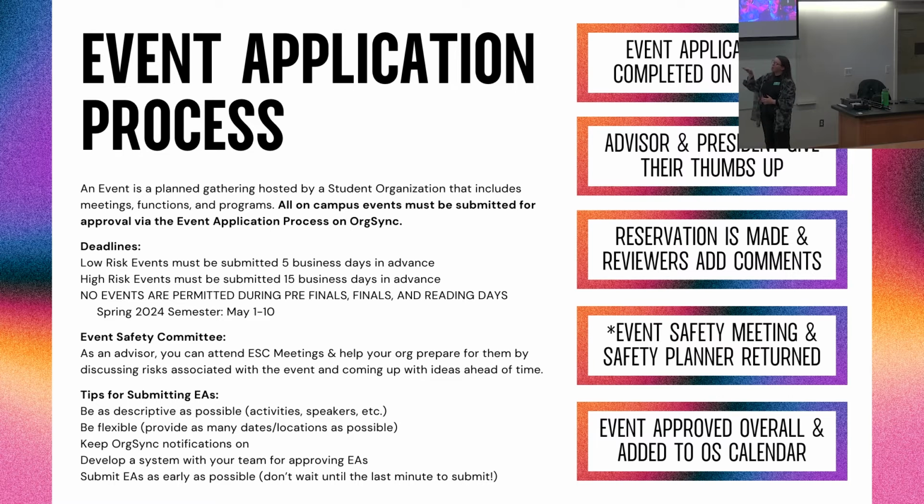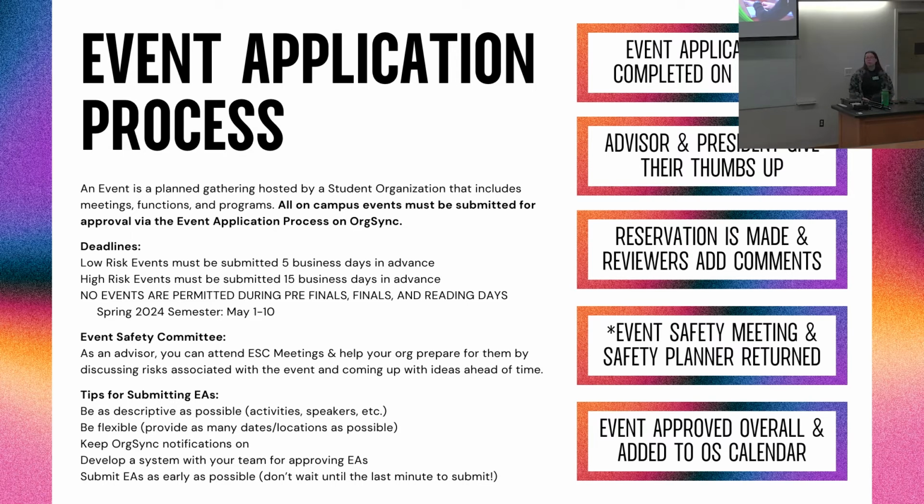And then after that point is when the event safety meeting will happen. And at that event safety meeting, there will be an event safety planner that is discussed with the organization that will go over any stipulations and requirements to have that event on campus, whether that's requiring wristbands at the event, requiring the music to be turned off at a certain time to abide by any city ordinances, everything like that. And then lastly, after all of that is taken care of, after all the questions are answered, the event safety planner is returned, the event can be approved overall. And that is what will add it to the org calendar, where student organizations or students that aren't involved yet are able to see those events.